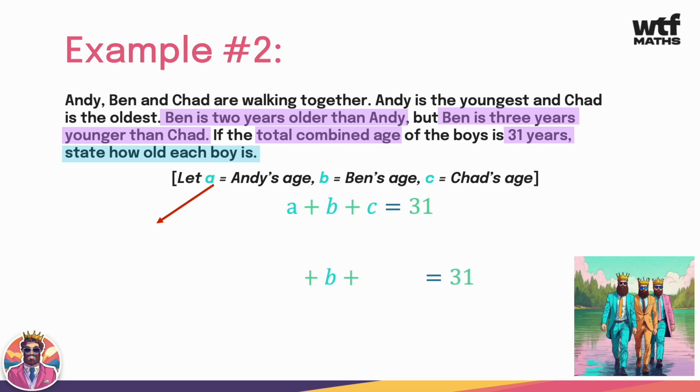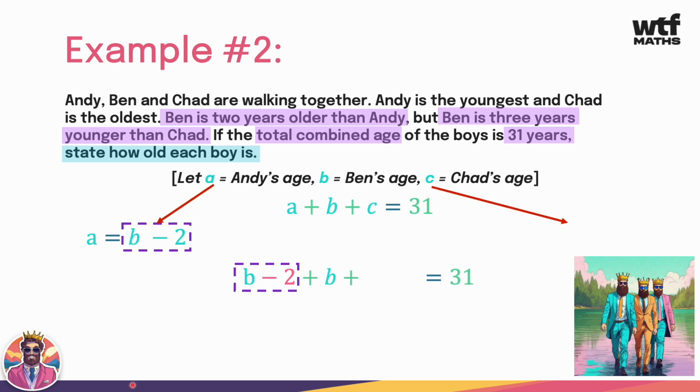We know that Andy is 2 years younger than Ben because it says in the question, Ben is 2 years older than Andy. So what I can do is say Andy is Ben's age, take 2. So whatever Ben is, take 2 away. If I just focus on this bit here, the B take 2, instead of writing A in my original equation over here, I could write what A is equal to. I could write B take 2 instead. So that's what I'm going to do. Instead of A, I'm just going to write B take 2.